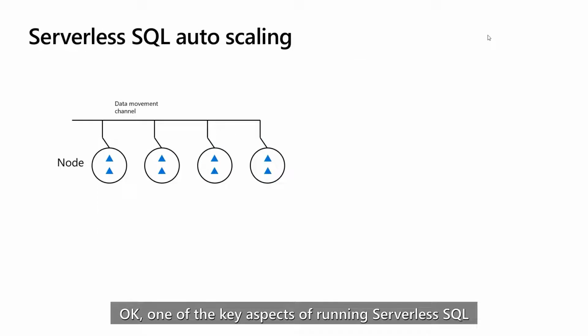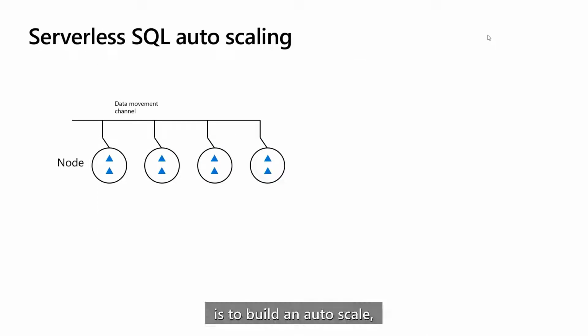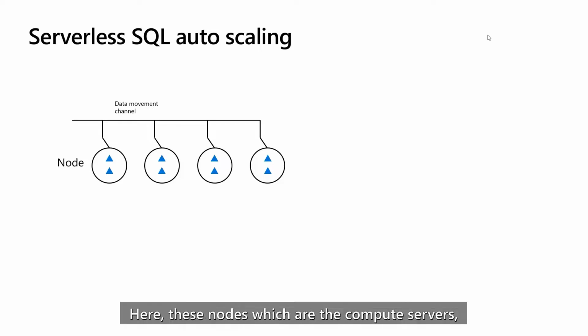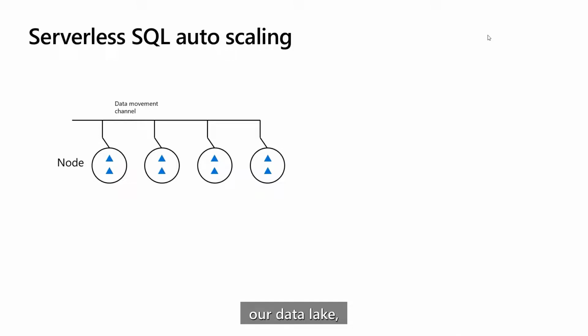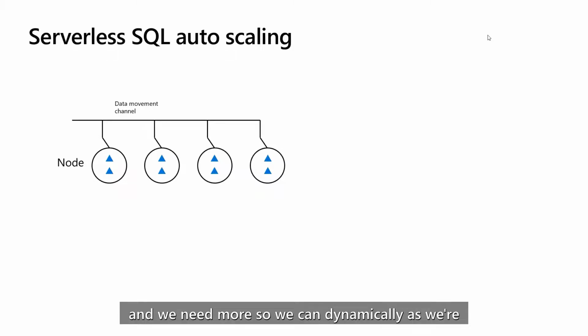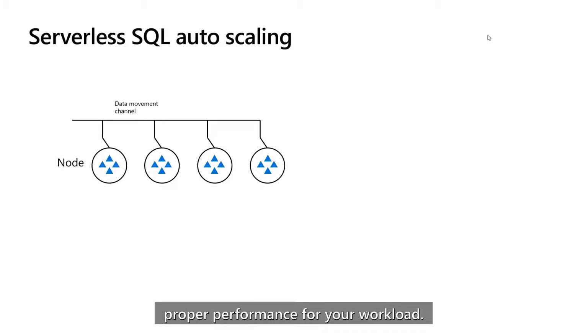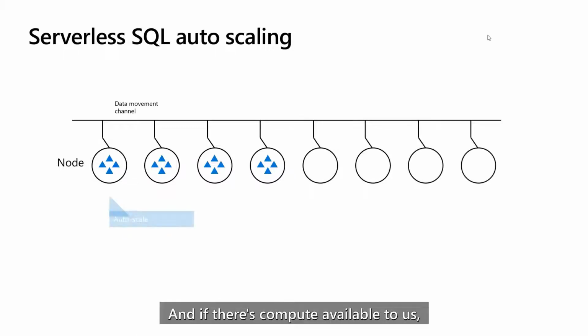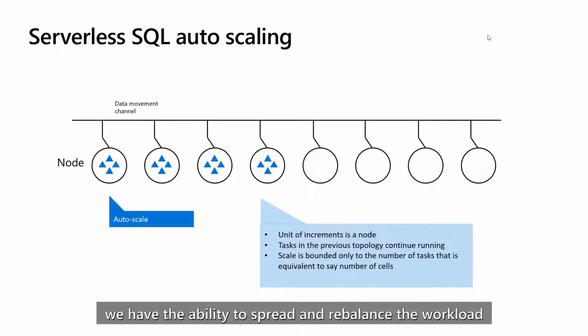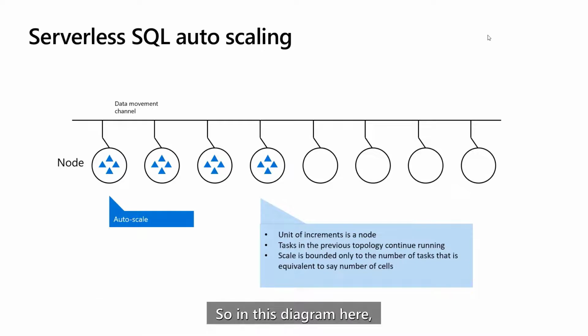Okay, one of the key aspects of running serverless SQL is to build an autoscale. So let's say, like in this diagram here, these nodes, which are the compute servers, have a set of tasks running, mapping to cells in our data lake, and we need more. So we can dynamically, as we're running our workload, add more tasks to the mix as needed to give proper performance for your workload. But let's say we want to go even further. Let's say we need to even scale further to meet the needs of what's going on we found in these cells. And if there's compute available to us, we have the ability to spread and rebalance the workload across other compute servers to get maximum performance.